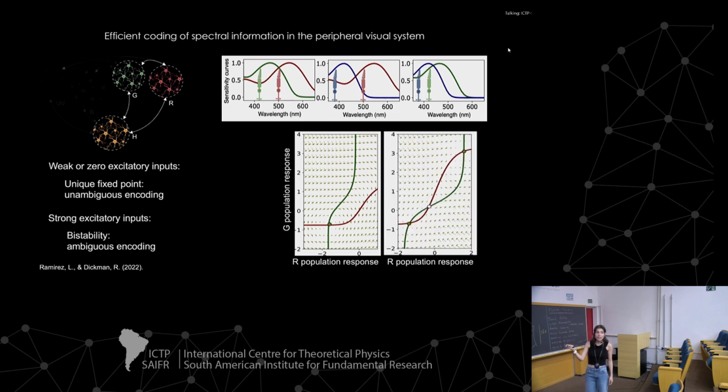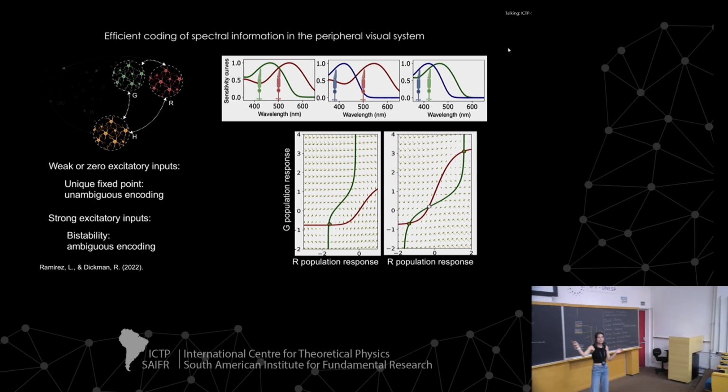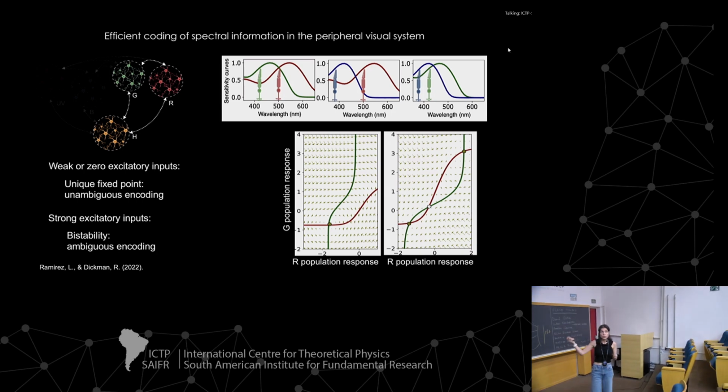But as soon as you increase the strength of the excitatory inputs, then you start to have a bistable thing. Assume that you are sending a stimulus that is a combination of different colors. Then depending on what was the previous color that you had, you might find that you discriminate differently, so instead of saying red, you might say green. So it doesn't really give you a reliable system to discriminate colors.